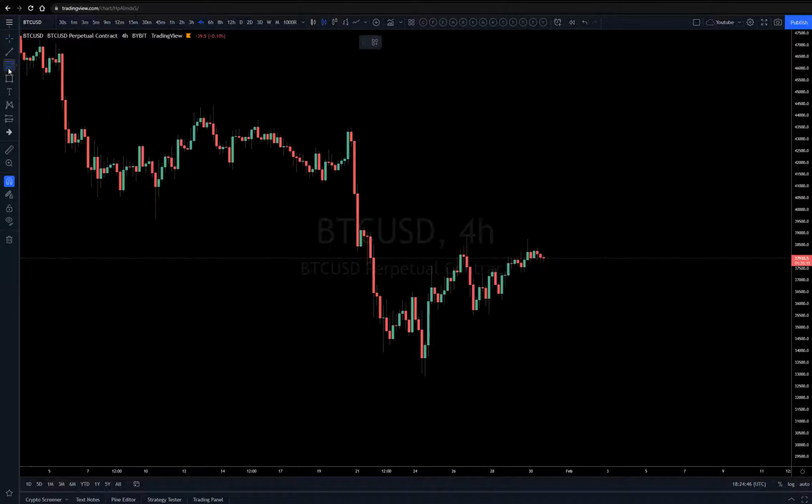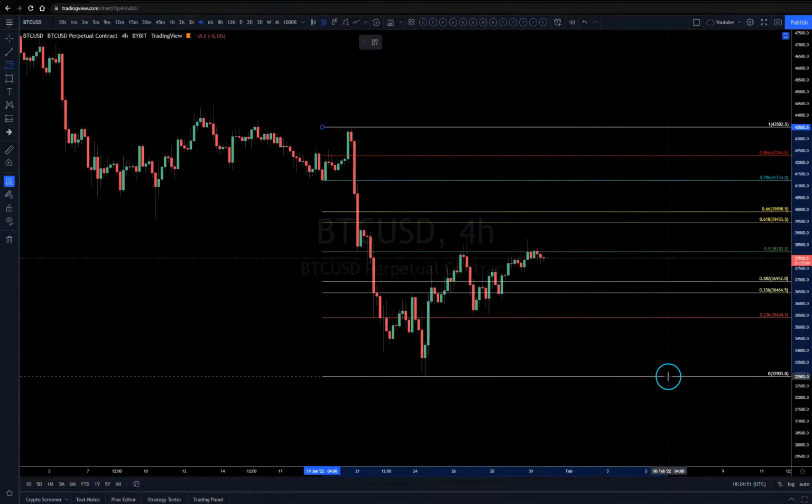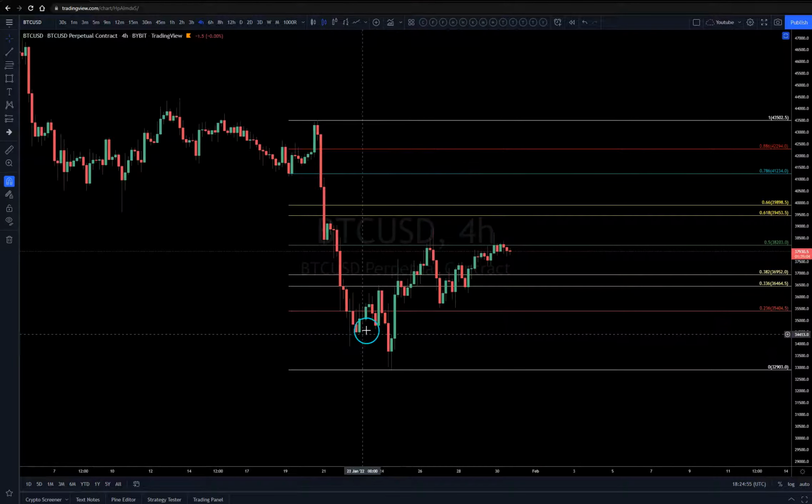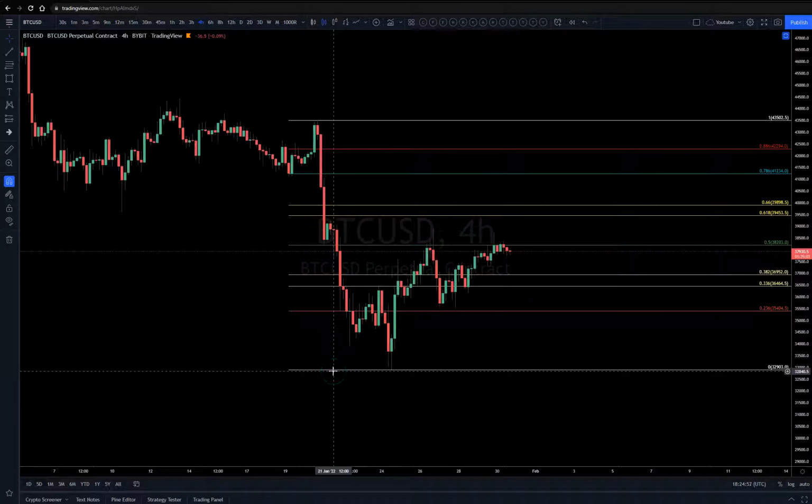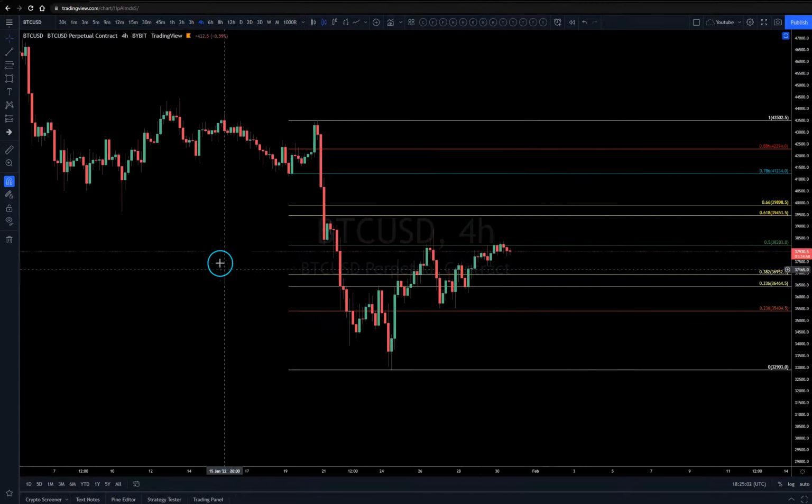So, as per usual, the first thing I'm going to be looking at is the standard fib ranges. In this case, what we're seeing from the high to the low is that Bitcoin has been testing the 0.5 range and currently has failed to break that level.